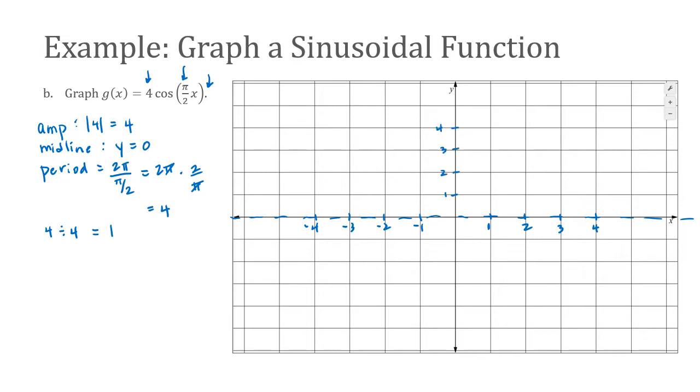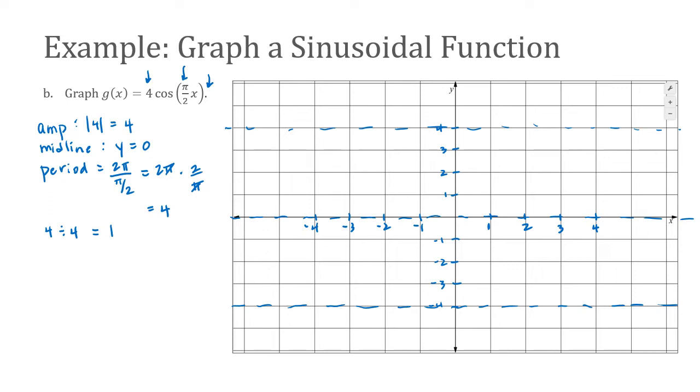I want to label that. And 4 is going to be the highest value that I'm going to see. And then I'm going to go down. And -4 will be my lowest value. And of course, I want to mark that vertical axis as well. Okay.